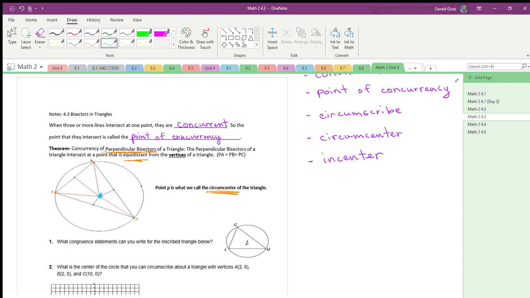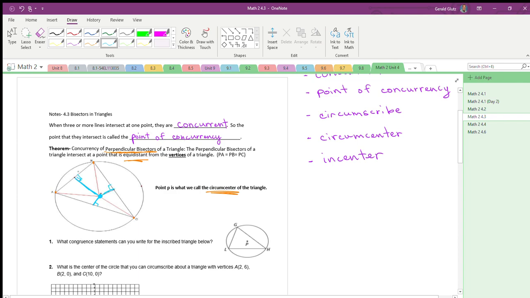The circumcenter is when we have a circle that is circumscribed around a triangle. So the circle will touch all three of the vertices, all three of the corners of the triangle. P is the center of that circle. It is also where the perpendicular bisectors meet. So this is a perpendicular bisector, this is a perpendicular bisector, and then this is a perpendicular bisector.